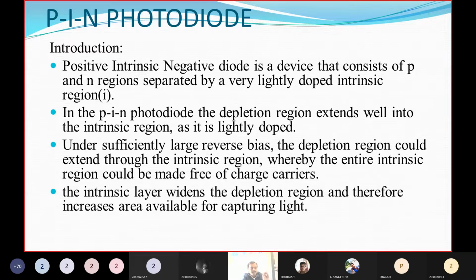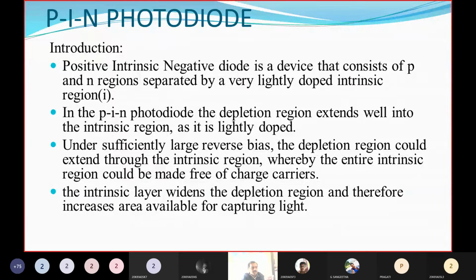Whenever light is incident on the photodiode, some electron-hole pairs are generated due to the incident photons, and due to these charge carriers, current flows. If you want to measure the incident photon intensity, what we have to do is measure how much current flows due to the charge carriers released because of the absorption of light.